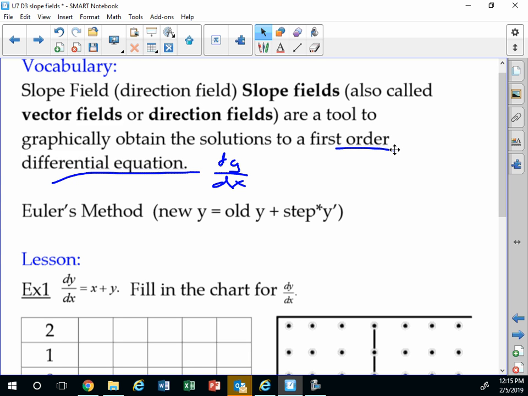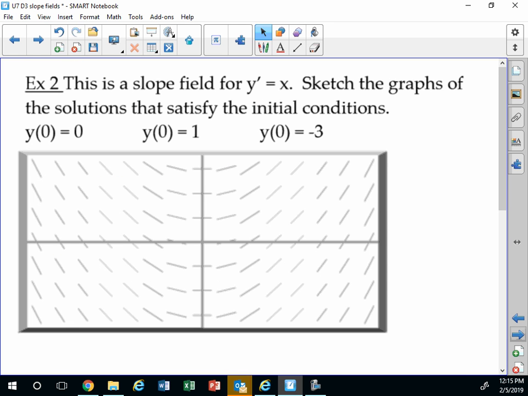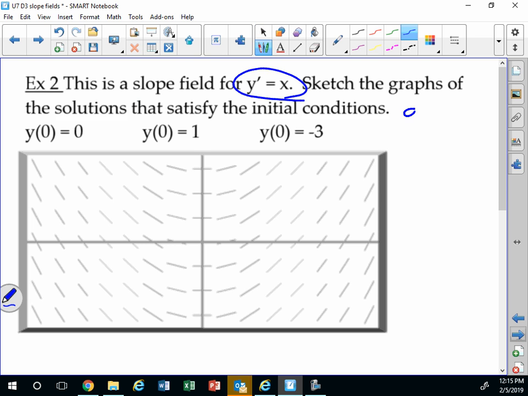Now, we're going to create our own slope field, but before I do that, I actually want to go to this. Example number 2, you see it at the bottom of your paper, right? This is an actual slope field. It is a bunch of little slopes. Here's how you know this. The derivative, dy/dx equals x, is the derivative for this function.